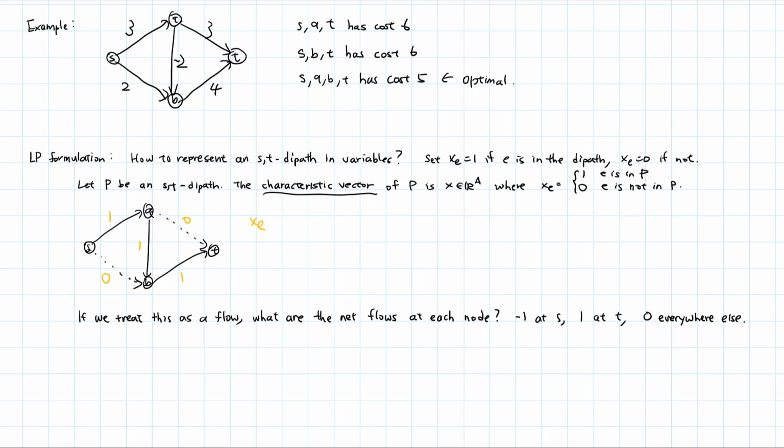So, we can make an LP as follows. The objective function is still minimize w transpose x, subject to the net flow x of delta minus of v minus x of delta plus of v equal to minus 1 for S, 1 for T, and 0 for other nodes. And x is at least 0. Now this looks exactly like a transshipment problem, except the right-hand side is specified. So, now that you know how to take the duals of transshipment problems, can you take the dual of this LP here?